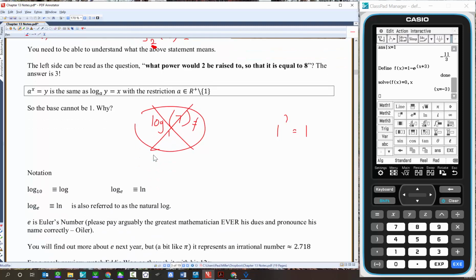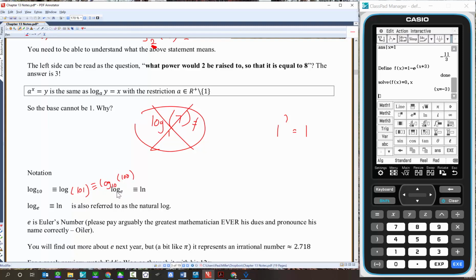Right, some basic notation. This is log base 10, and it's the same as just writing the word log. So assume that if you see log, say, log 100, that means the same thing as log 10, 100. It's exactly the same thing.